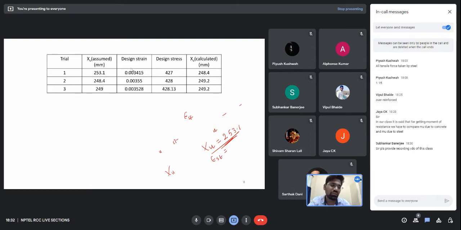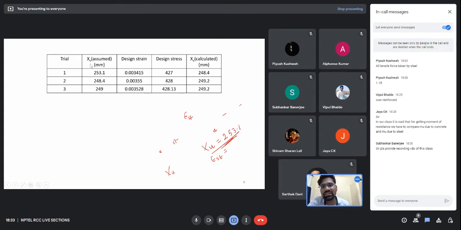You can use the interpolation. I don't know if you are not familiar with linear interpolation, I think you should go and learn it. It is very easy. So by linear interpolation I get this design strain. For this design strain I can get this design stress. Okay, and by this design stress I can again substitute it into the C equal to T equation, and I get the XU calculated. So these two are not equal, then I again took some other value, still they are not equal, then I took again some value, now they are coming out to be equal.